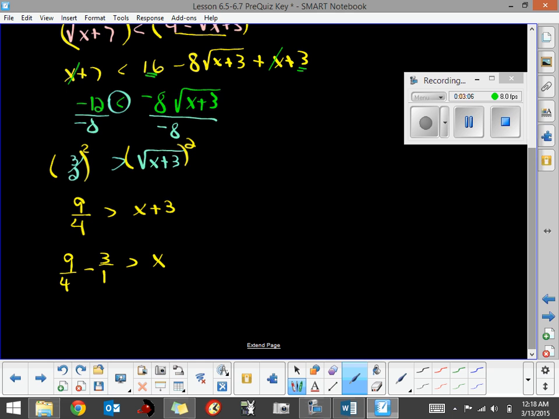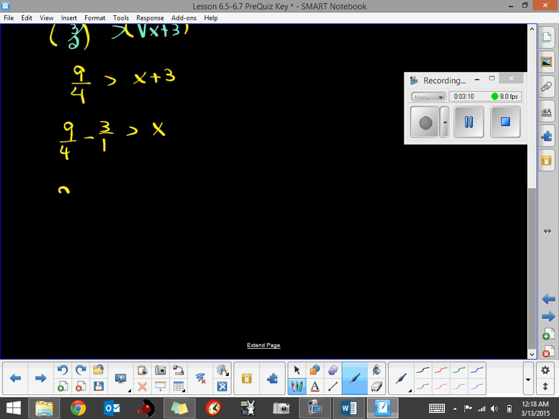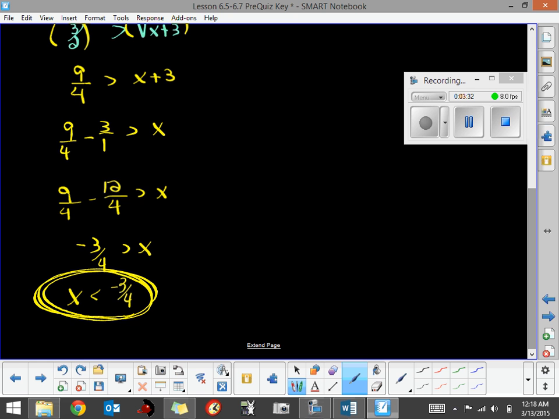If we do that, we've got to get a common denominator, which is going to be 9 fourths minus, I create fourths, so I've got to take 4 times 3, which is 12, is greater than x. So that means I get -3 fourths is greater than x. And I prefer my variable on the other side, so that means x is less than -3 fourths. Okay, so my answers say I only have solutions when x's are less than -3 fourths.